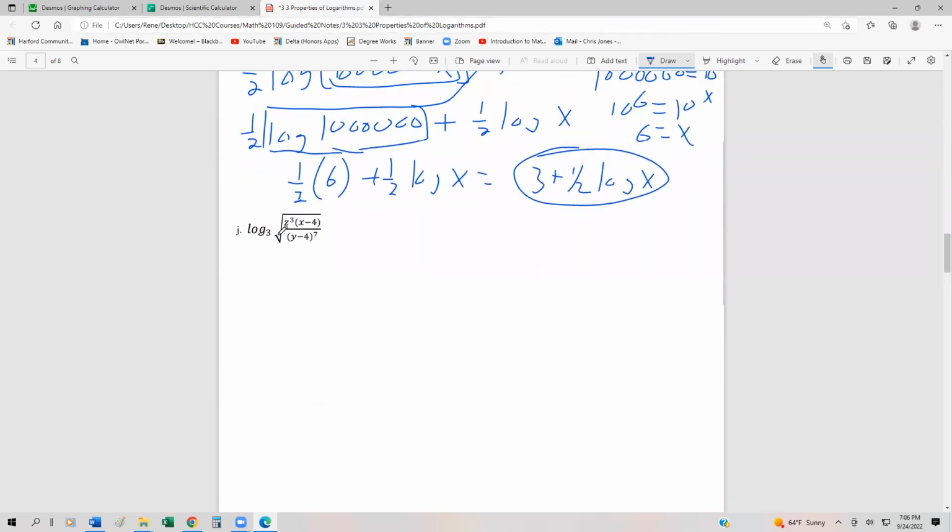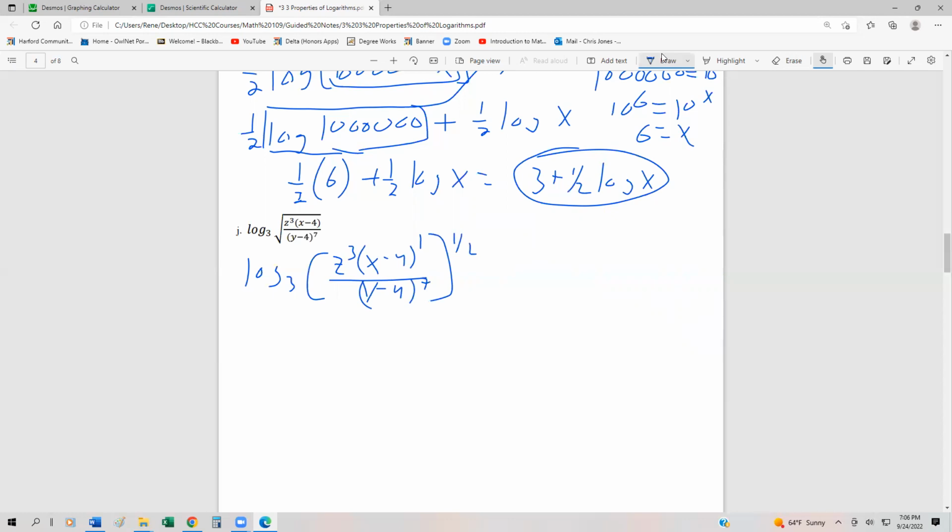Finally, we have this log base 3 of the square root of z cubed times x minus 4, over y minus 4 to the 7th. We're going to raise everything to the 1/2 power. So this is going to become log base 3 quantity z cubed. Remember, anytime you have a square root, that's going to be your 1/2 power. So z cubed, x minus 4 to the 1st power, and then y minus 4 to the 7th power, and that's all to the 1/2.